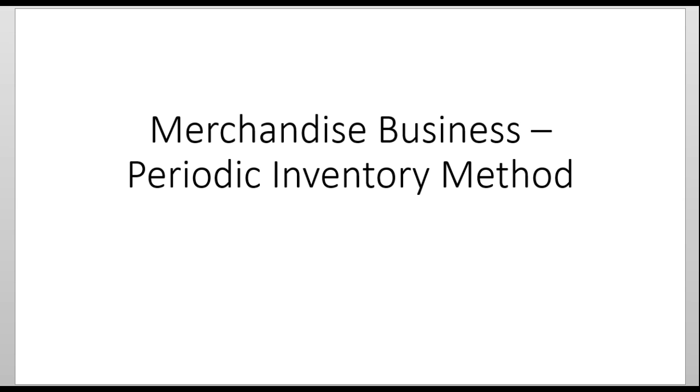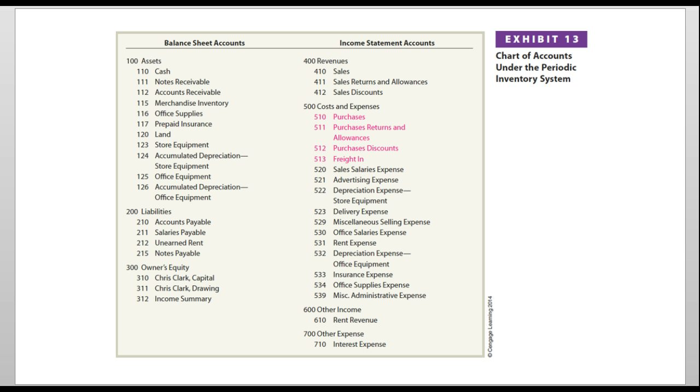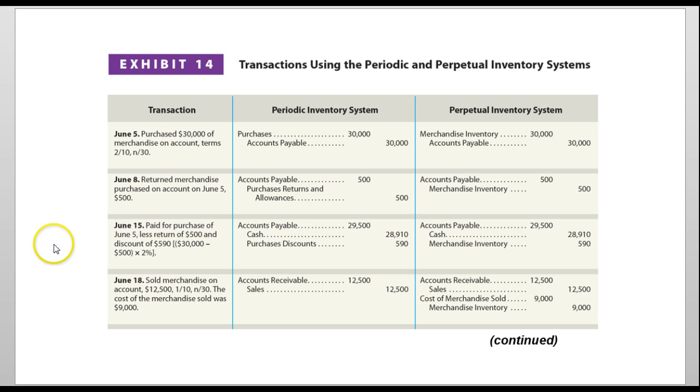So let me show you how this works. First, you're going to add some new accounts. You're going to add purchases, which I think we've played with a little bit. We're going to add purchases, purchase returns and allowances, purchase discounts, and freight in. So you're going to be working with 4 new accounts, and let's compare this to what you have been doing so you can kind of get your mind straight and free.